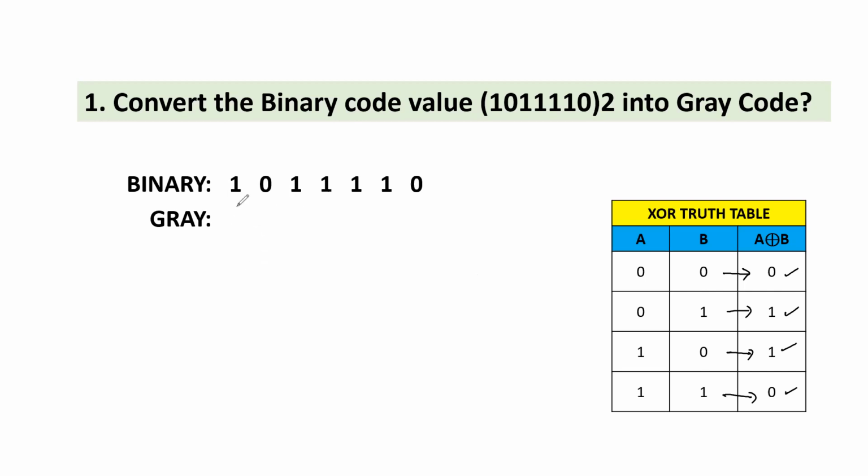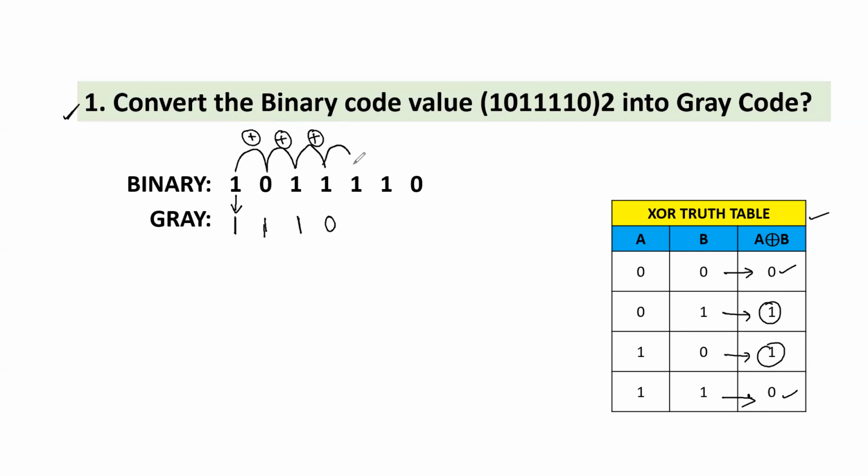To find the gray value, first let us take the MSB as it is. So 1 stays the same, 1. Now apply XOR between two successive bits. 1 and 0: the XOR is 1. Again apply XOR to 0 and 1: the value is again 1. 1 and 1: the XOR value is 0. Again 1 and 1, 0. Again 1 and 1, 0. Now this is 1 and 0, and its XOR is 1. This is the equivalent gray value for the given binary.